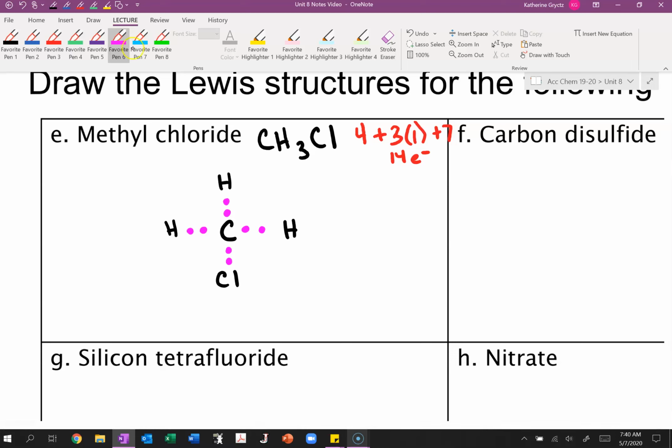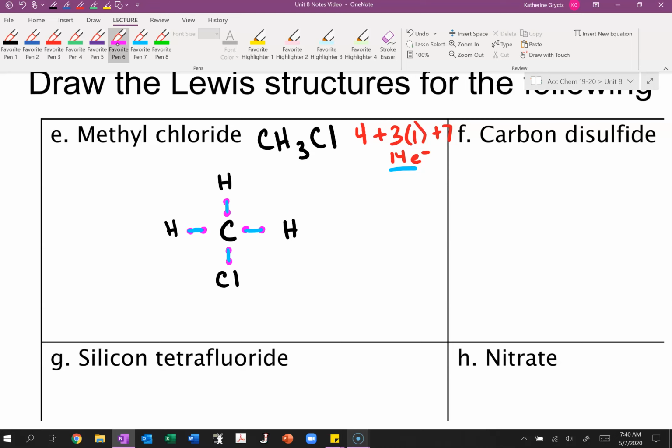We have another convention that we can use. We can use a single line to represent 2 dots. It is completely up to you. Okay, but that's still just 8 electrons, and we need to draw 14. So then we're going to go to the outer atoms, the ones around the middle atom, and we're going to try to complete their energy levels.